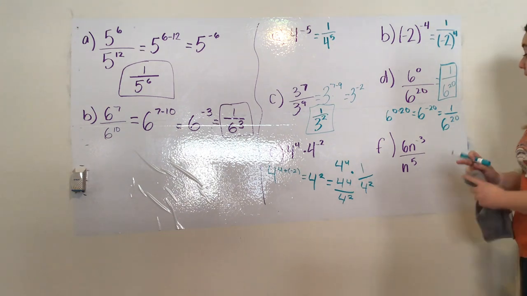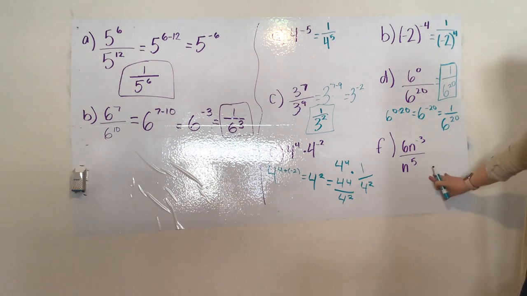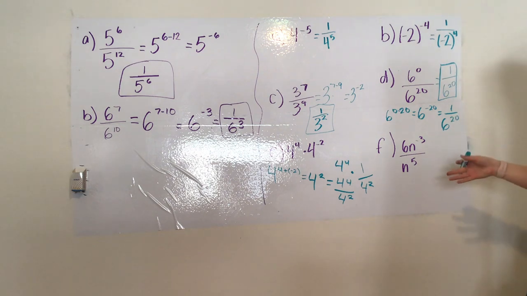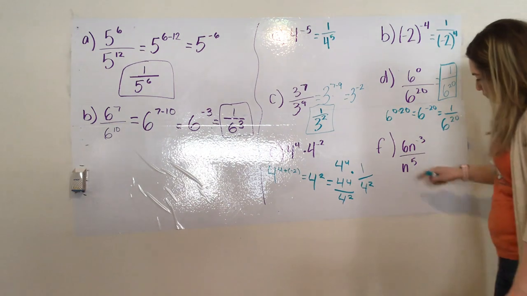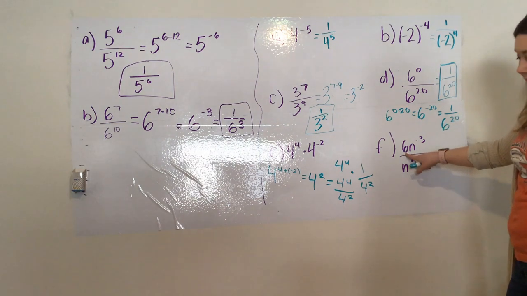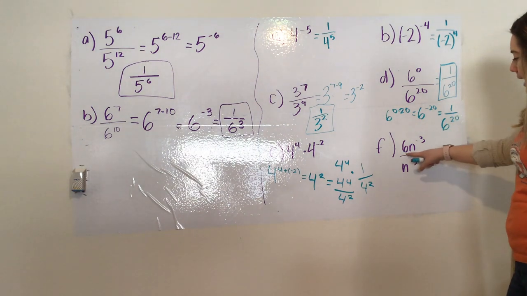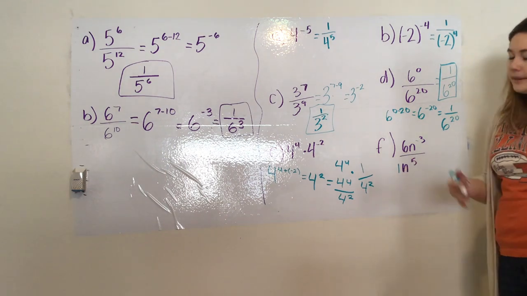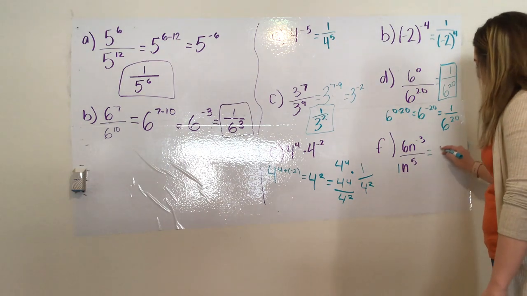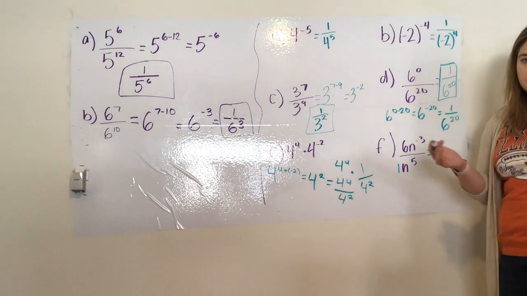All right, now for this last one, we have a negative power in the top, but not the bottom. So what I would like to do is use the quotient rule. So because 6 is the coefficient on top here, and my coefficient down here is 1, my coefficient is still going to remain as 6.